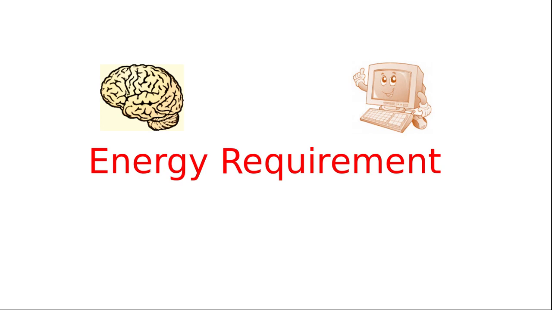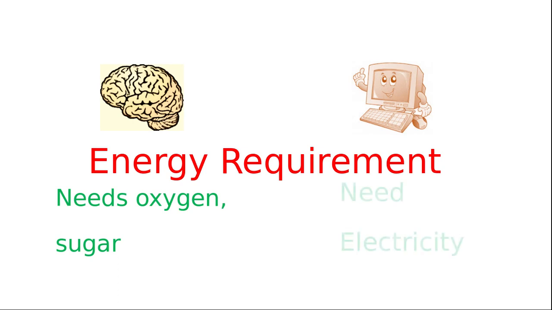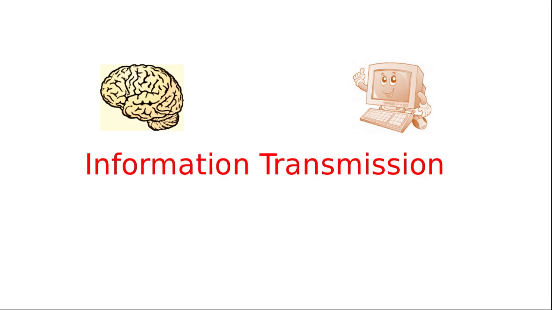Now in terms of energy requirement, the brain always needs oxygen, sugar, and those kinds of nutrition to keep running. But in case of a computer, we have made a computer which requires electricity to run. Let's see in terms of information transmission. In a brain there is a special kind of cell called a neuron, which transmits information from one place to another. In the same way, in a computer we transmit information from one place to another through the transistor.